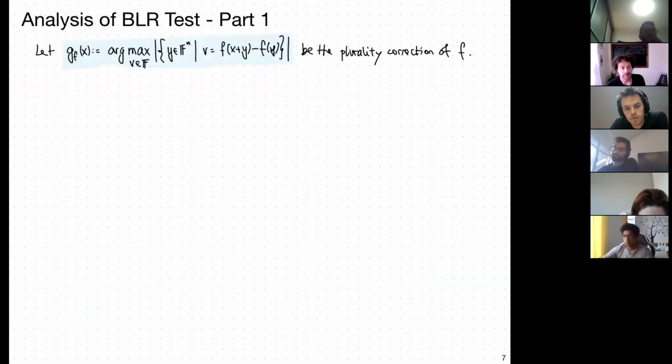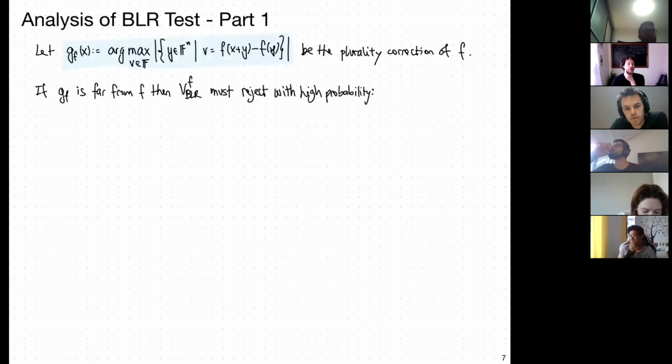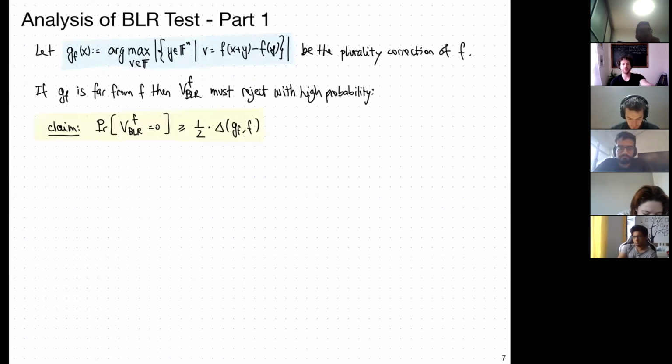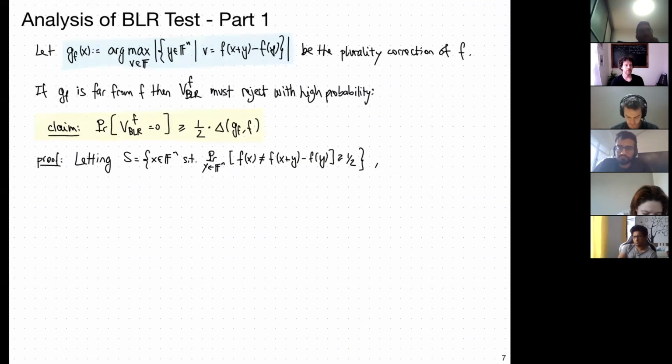So here's the analysis. I'm writing here just to remember, and we want to say that if this g of f, this plurality vote, is far from the function, then we reject with high probability. So how do we do that? Just restating the claim.